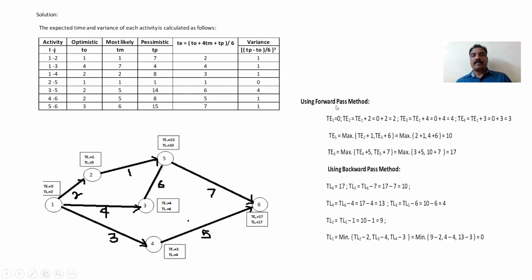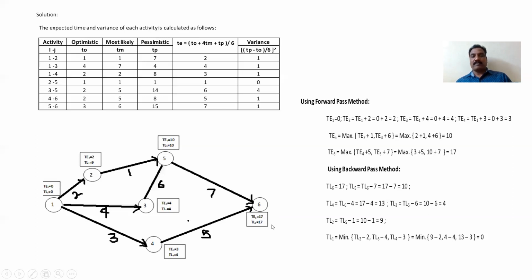So now use the forward pass method. Directly also you can do, first you keep TE1 equal to 0, so 0 plus 2 is 2 here. Then go to TE3. TE3 is 0 plus 3 is 3. TE4 is 0 plus 4 is 4. TE4, that is 0 plus 3 is 3. For TE5, maximum of these two you have to check, the TE3 value and TE2 value. So maximum is 10. Then TE6, maximum of these two, TE5 as well as TE4, you have to check. Whichever is maximum, that can be taken, 17.